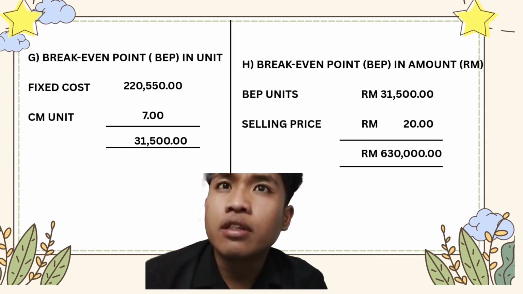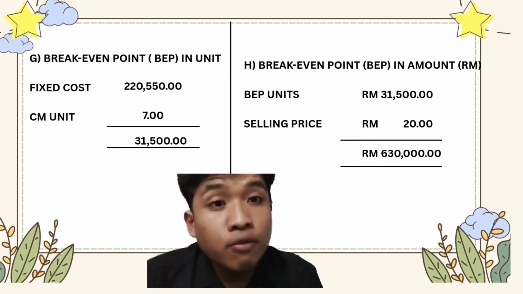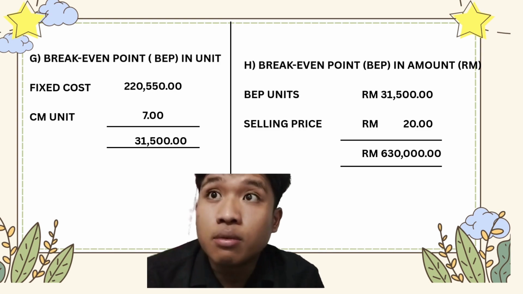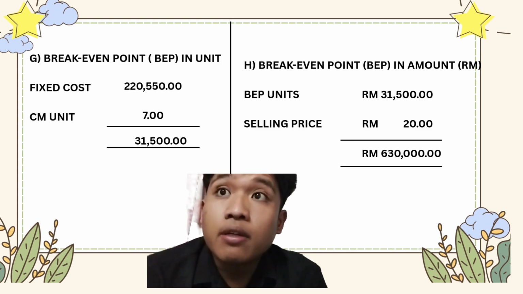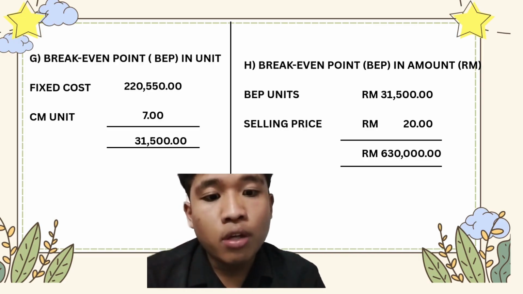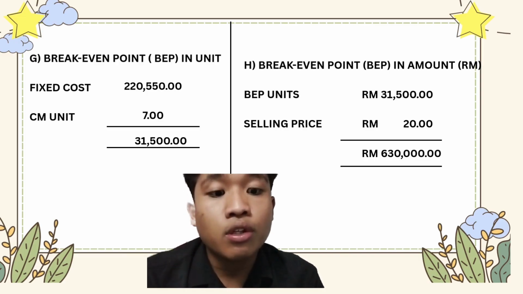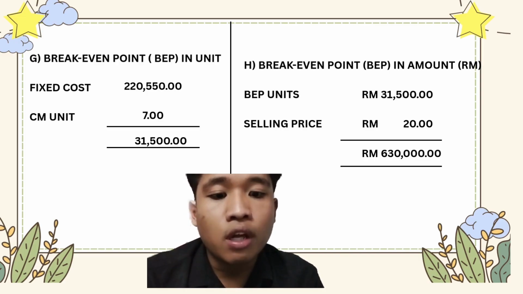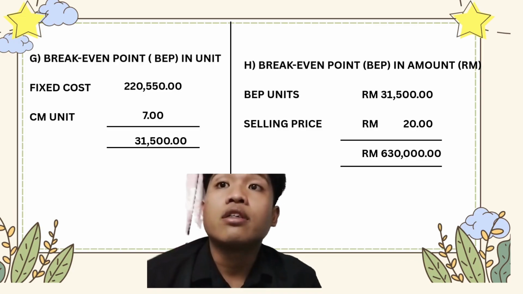So let's move on to questions G and H. As we can see, the question is not too hard for us, so let's begin with G, break-even point, BEP, in units. So the total fixed cost is 222,000 and 550, and the CM per unit.